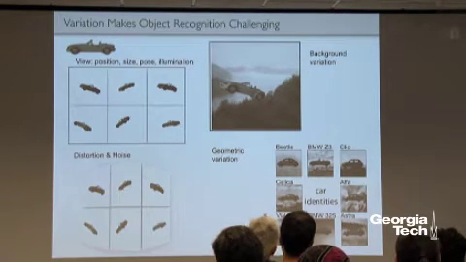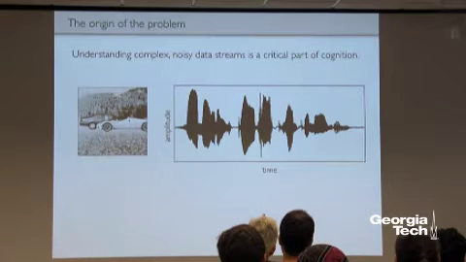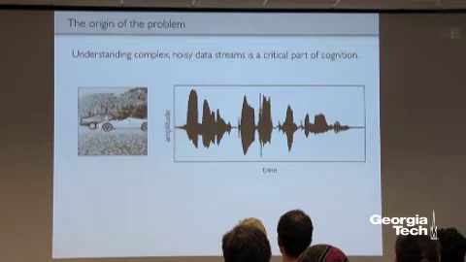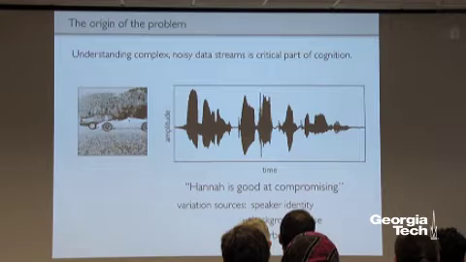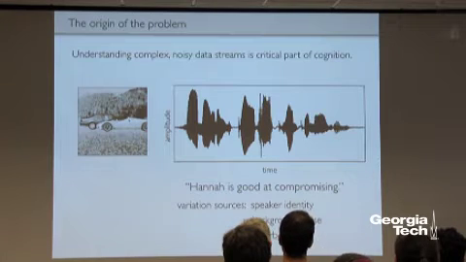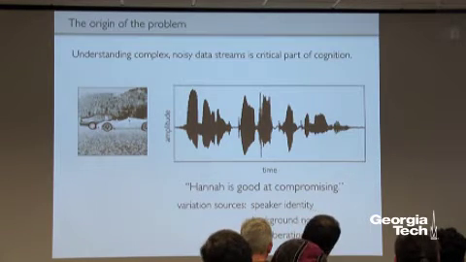There's obviously a lot of variation that makes this problem challenging. This is true also in other domains, not just in vision, right? So you look at that, it's hard for you to tell what that says unless you were here before I was testing. Yeah, that says Hannah is good at compromising. And you could tell that even though you probably haven't heard that particular sentence before with that speaker identity and so forth.